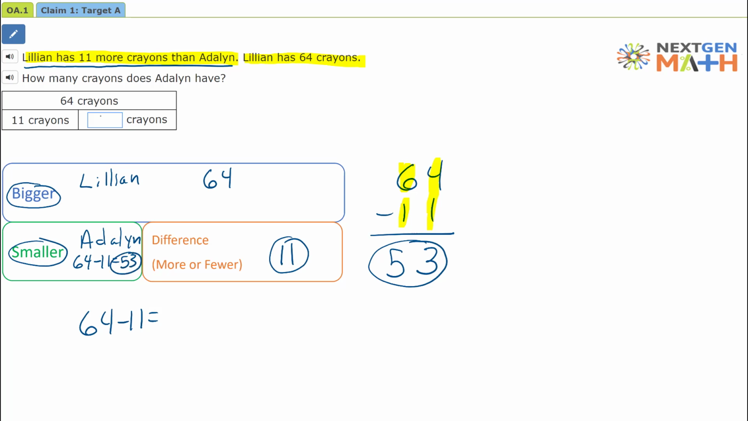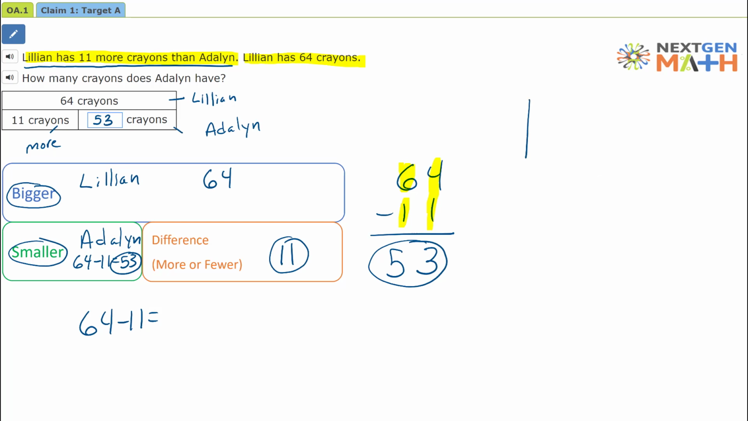So in the solution, we're going to put 53 right there. And so again, this is the amount of crayons that Lillian has. This was the more, and this was the amount that Adeline has.